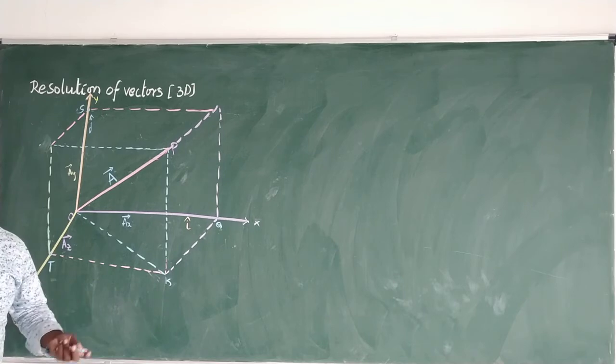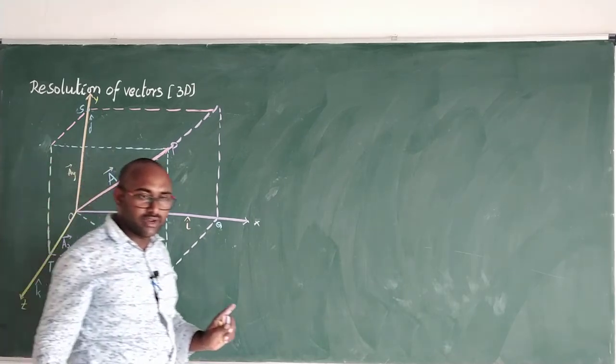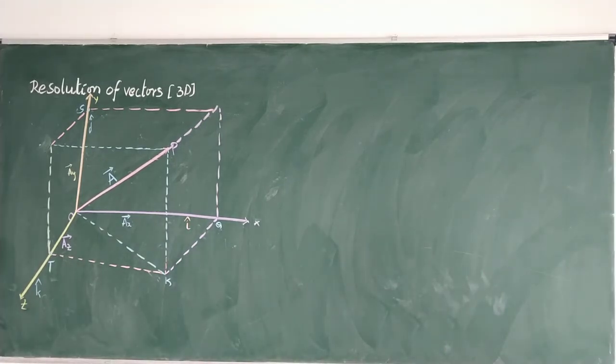That is what my aim. Any doubt until that? Clear? Sure, everyone? I want to find out the components for the given diagonal A. So this is the diagonal, right? For that diagonal I want to find out the components. Any doubt in that, as of now?